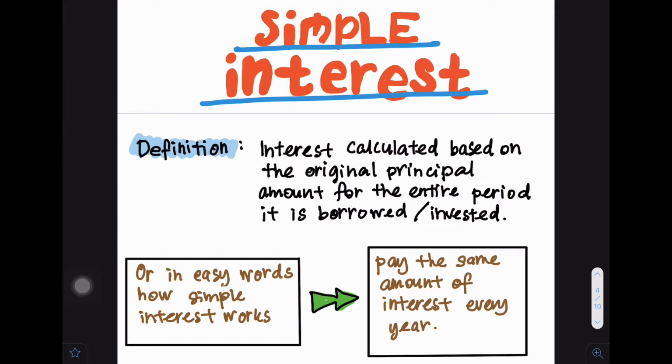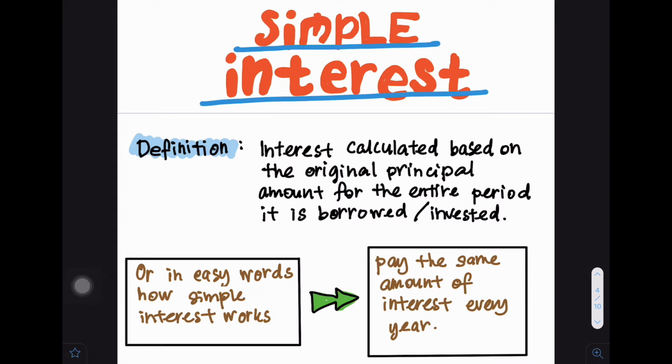So let's see what is the definition of simple interest. The definition of simple interest is the interest calculated based on the original principal amount for the entire period it is borrowed or invested. Okay, so kalau tengok kat sini, kita ada a few keywords. Okay, so definition of simple interest.